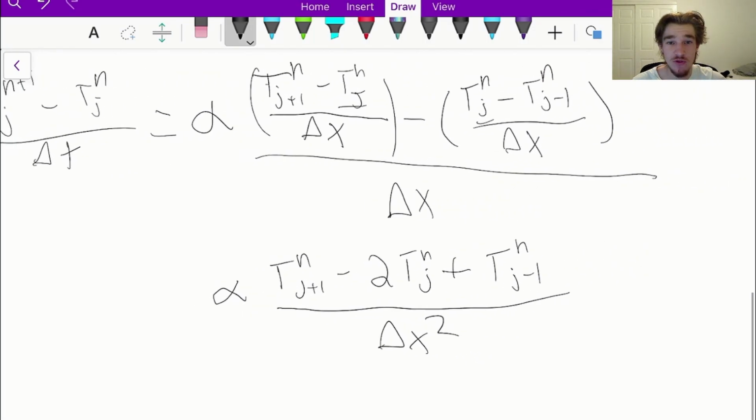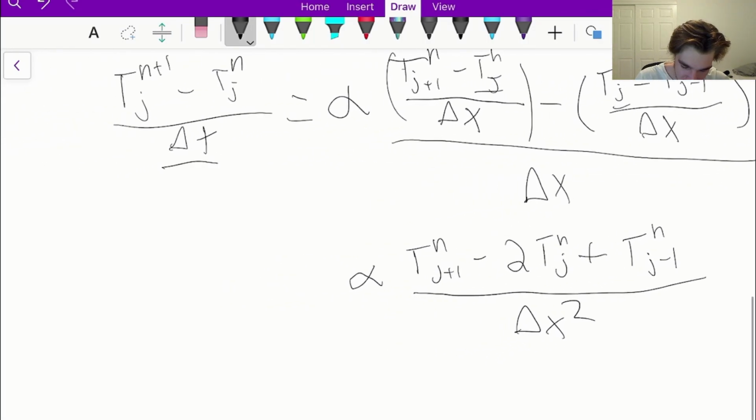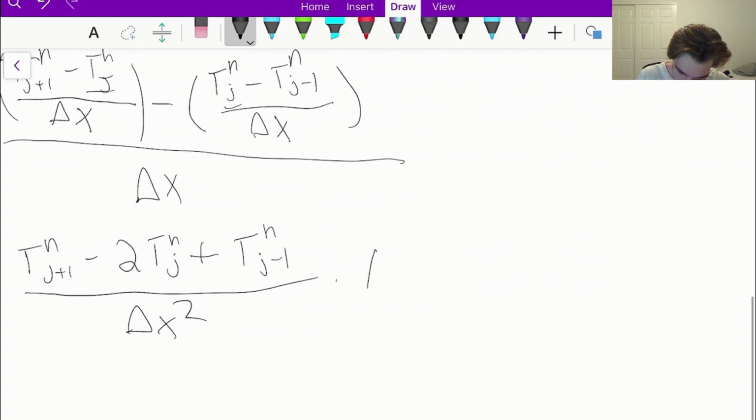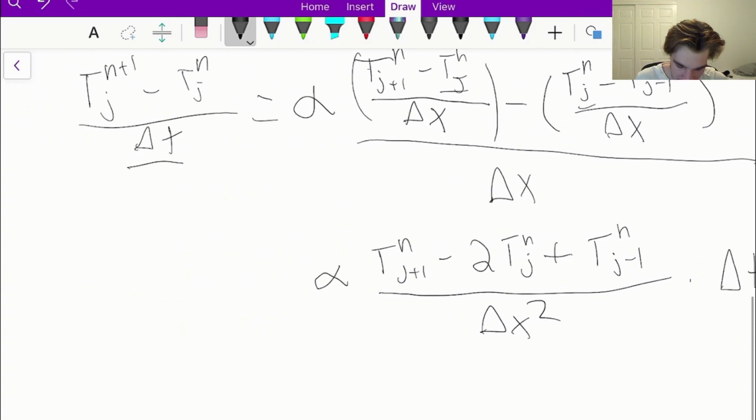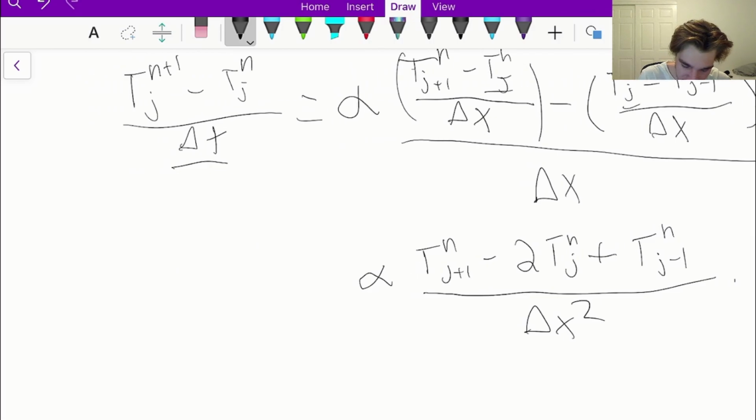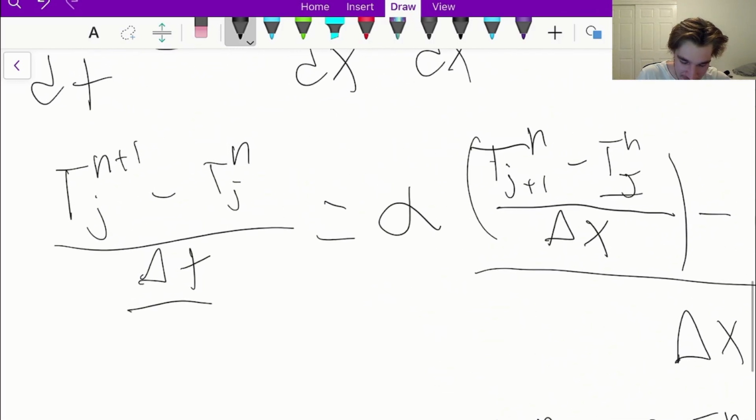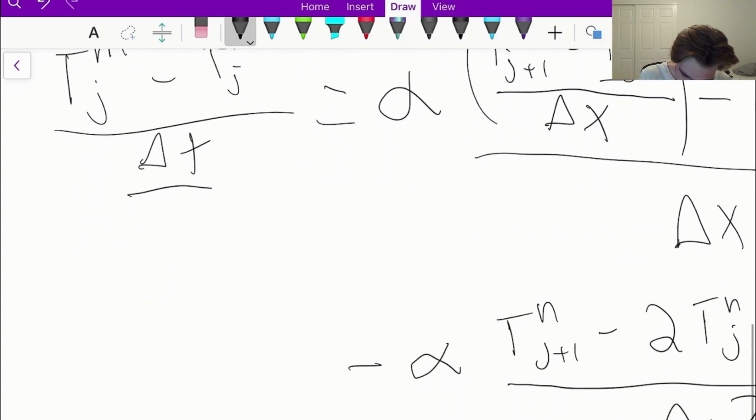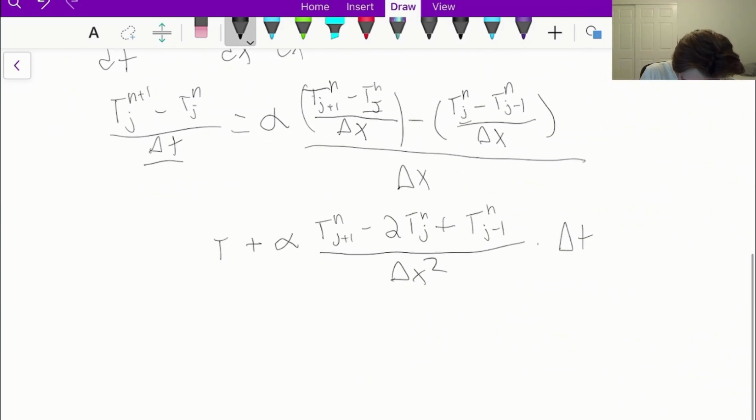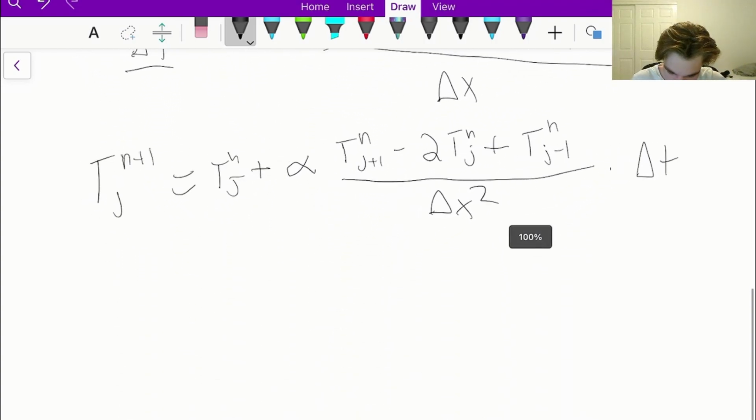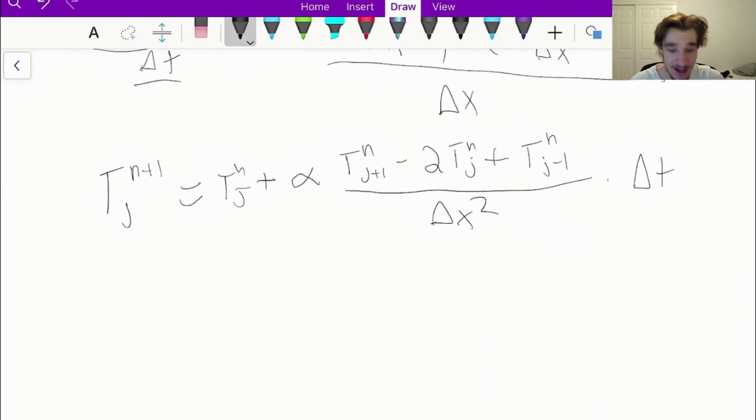And now we want to move this delta t onto the right side, so we just multiply this by delta t, and then we're almost there. We want to put this temperature at time n at position j on the right hand side as well, so we're going to add that right here. We get temperature at time n, j, T j n plus 1. So now we have the temperature at time n plus 1 at position j is equal to this right here.